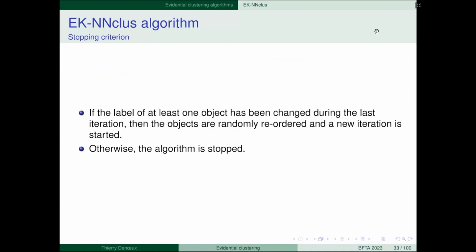And so if the label of at least one object has changed during the last iteration, then we continue. We randomly reorder the objects and we start a new iteration. Otherwise, if no object label has been changed, now the partition is stable, so we stop.